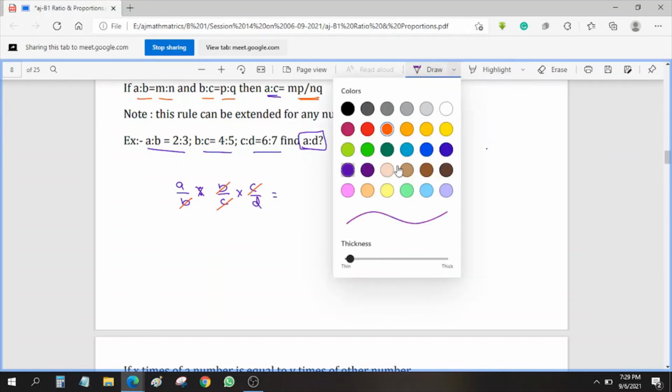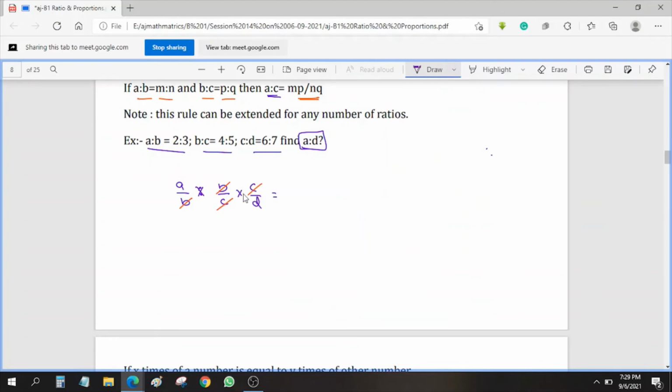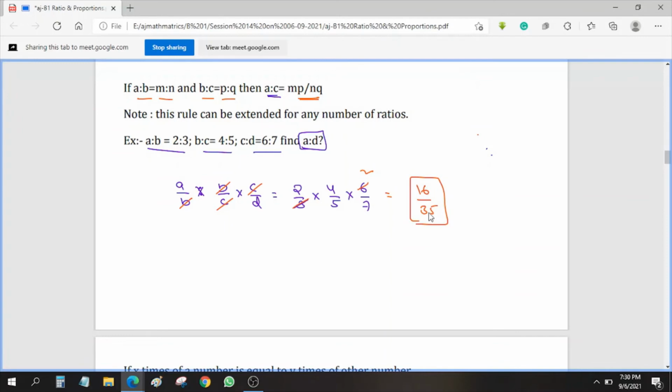Now I'll go with the solution. I'm just multiplying every ratio to get the required value, that is a by d. Now 2 by 3 into 4 by 5 into 6 by 7. So 3 ones are 3, 3 twos are 6, and we are left with 4 twos are 8, 8 twos are 16, 16 by 35. So that is the answer for the question. a is to d is 16 is to 35.